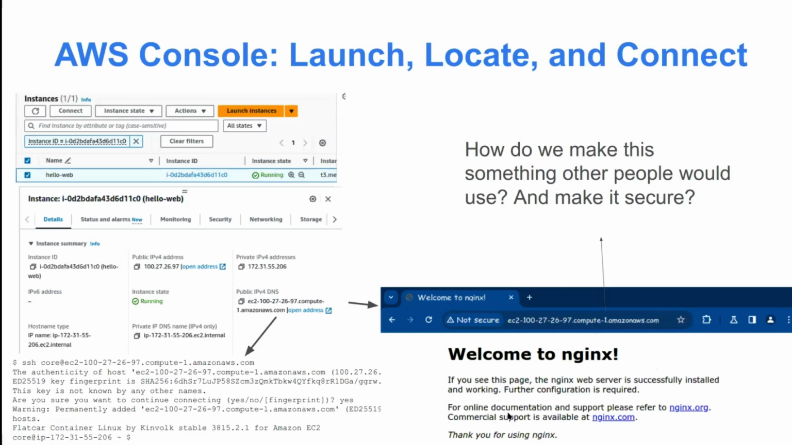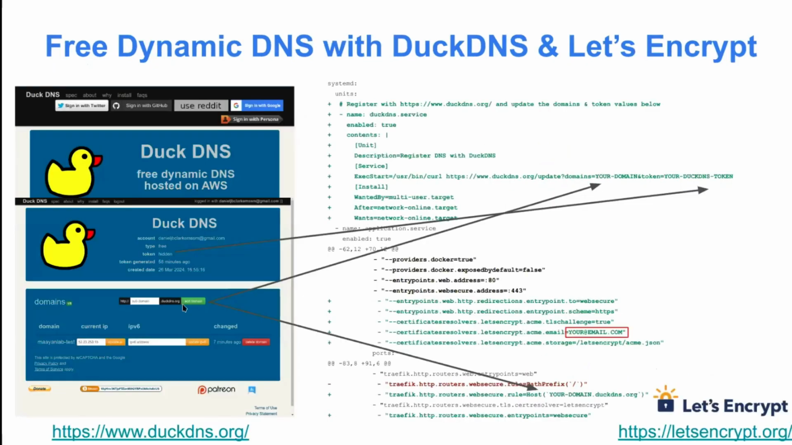You have an AWS account. But this is currently not secure, and Chrome tells us this. So how do we make it secure? So one thing about making a site secure is you need a DNS, you need a domain name. And one way you can get one is with this thing called DuckDNS.